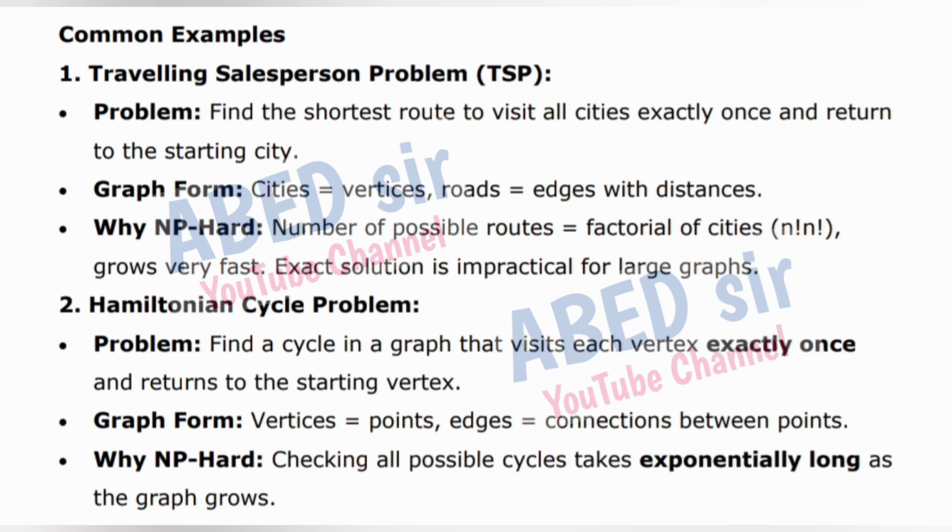2. Hamiltonian cycle problem. Problem, find a cycle in a graph that visits each vertex exactly once and returns to the starting vertex. Graph form, vertices are points, edges are connections between points. Why NP hard? Checking all possible cycles takes exponentially long as the graph grows.